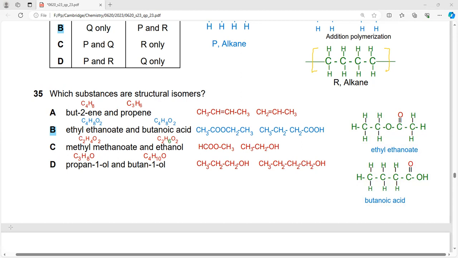What about option C? In option C, we have methyl methanoate and ethanol. The number of carbons is the same, but the number of hydrogens is different. Ethanol has 6 hydrogens, while methyl methanoate has overall 4 hydrogens. So the molecular formulas are different. In the same way for D, we have propan-1-ol and butan-1-ol. One is propanol, the other is butanol. The number of carbons is different, so these are not structural isomers of each other. So B is our correct option here.